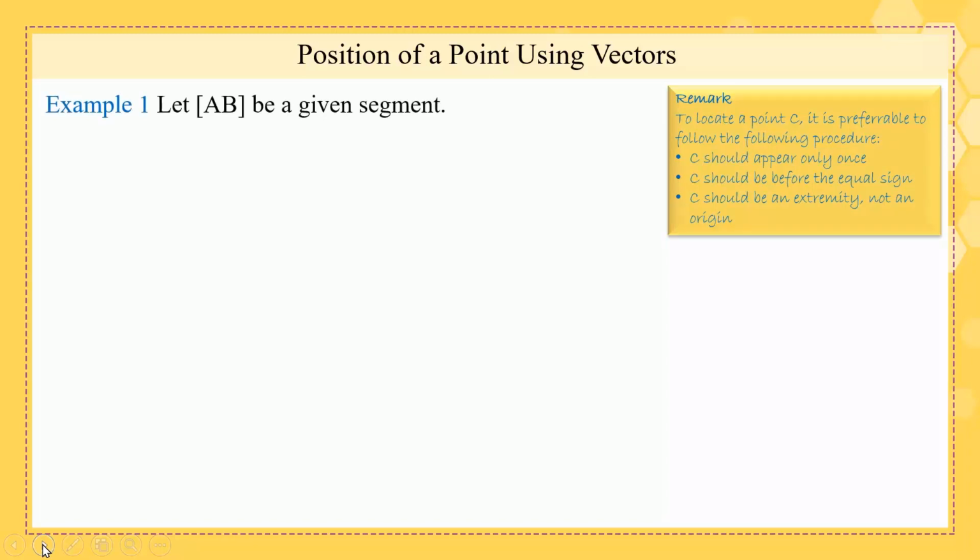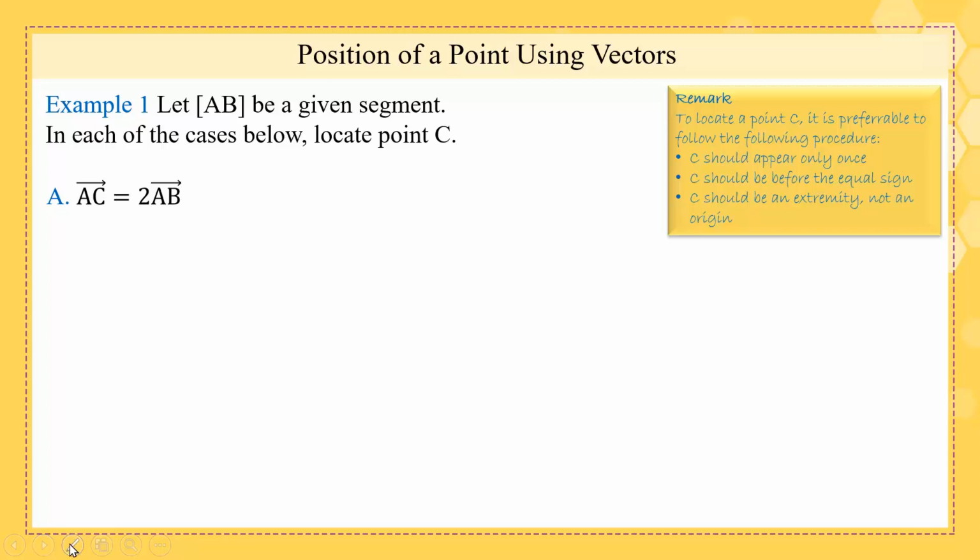Example: let AB be a given segment. The question is, in each of the following cases below, locate the point C. First part, AC equal to 2AB. Here we notice that the only point to be located is C, given that the segment AB is given. As we see here, vector AC equals 2 times vector AB.